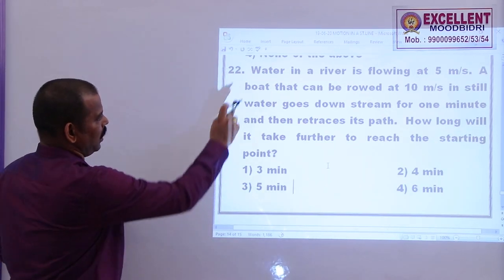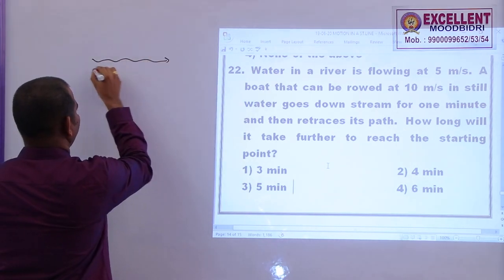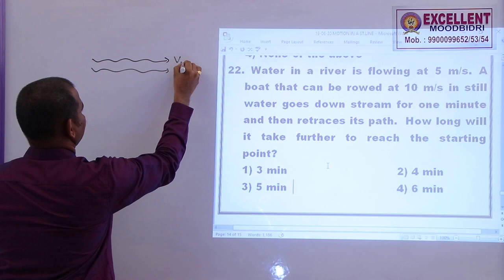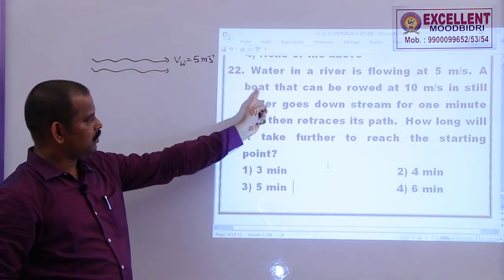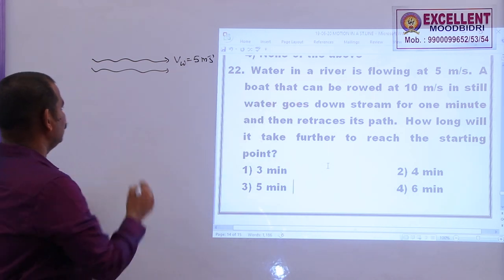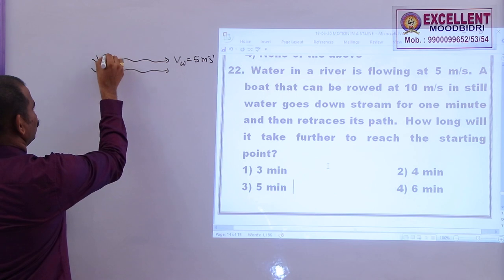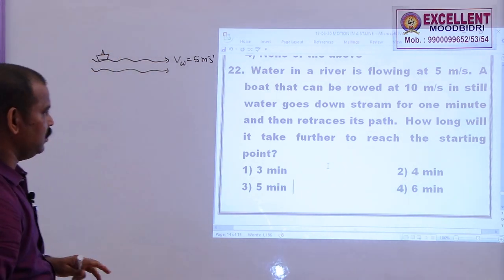22. Water in a river is flowing at a speed of 5 meters per second. So, this is a river in which water is flowing at the rate of 5 meters per second. A boat that can be rowed at 10 meters per second in still water goes down the stream for 1 minute. So, this is a boat whose velocity is 10 meters per second in still water.